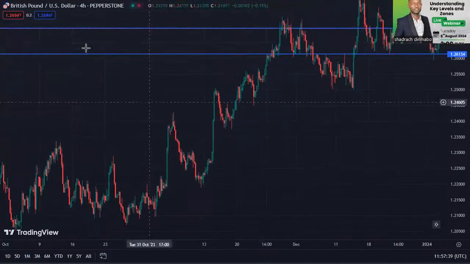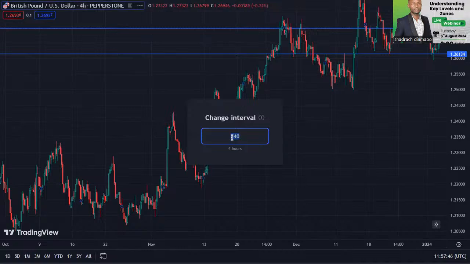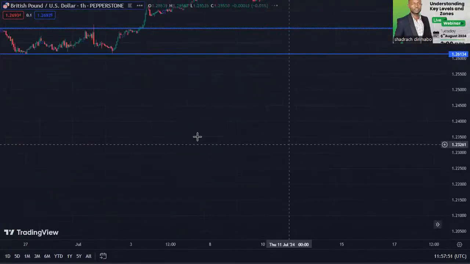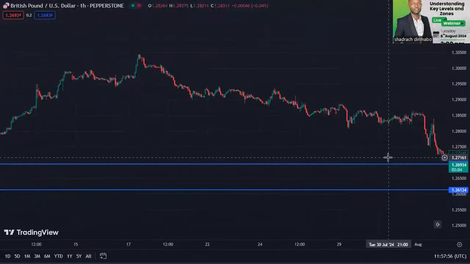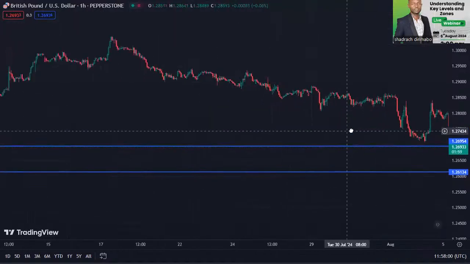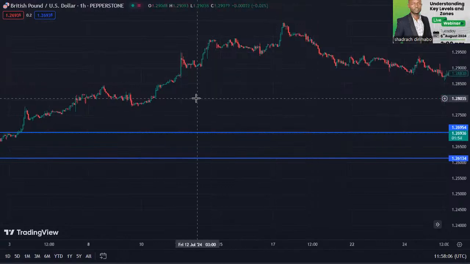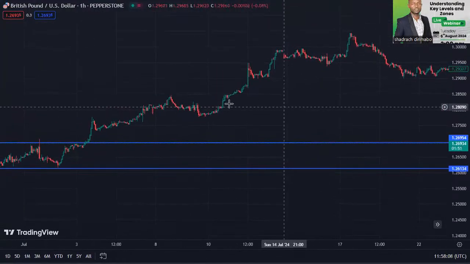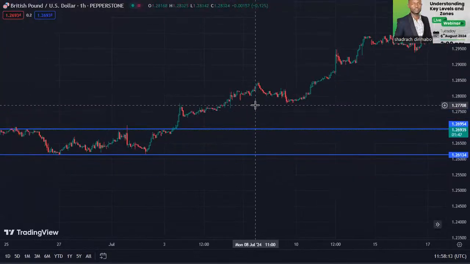Like I said earlier, you can also use other time frames. Let's look at the 1 hour. Let's check it on the 1 hour time frame. Okay, so let's look at it on the 1 hour time frame.